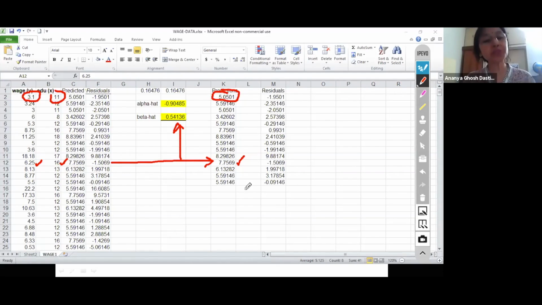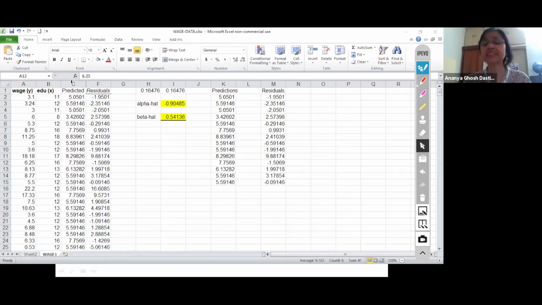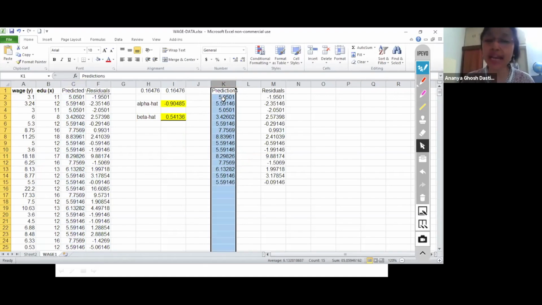Check that the predictions that you are getting from your model using alpha hat and beta hat are exactly the same as what Excel is reporting. So please look at column C and column K. If I remove all these annotations, you'll see that column K and column C are exactly the same. Column C, which I've highlighted, is what Excel has reported. Column K is what I have calculated using alpha hat and beta hat.